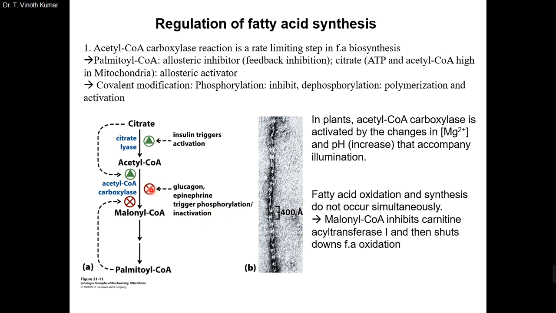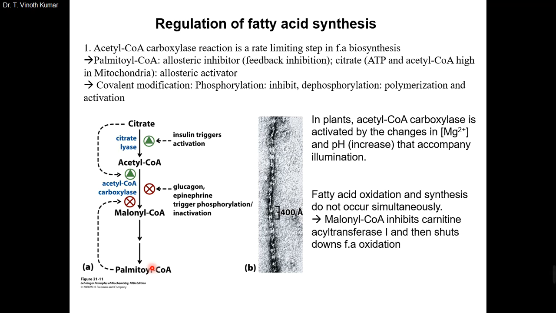So next, coming to the induction by other parameters, including the substrate. Citrate is a substrate, and this will induce this enzyme. So this is induction. Induction means activation. So citrate is a substrate that will induce more activity of this enzyme, acetyl-CoA carboxylase. So subsequently this will form more palmitoyl-CoA. So these are the basic steps involved in the regulation of fatty acid synthesis.